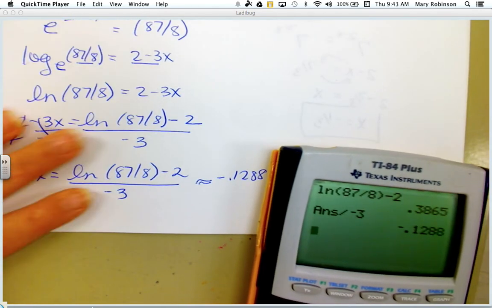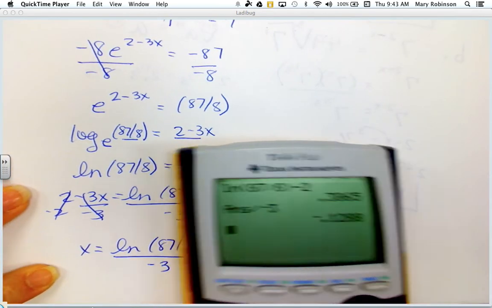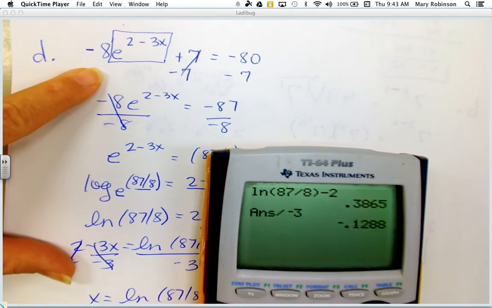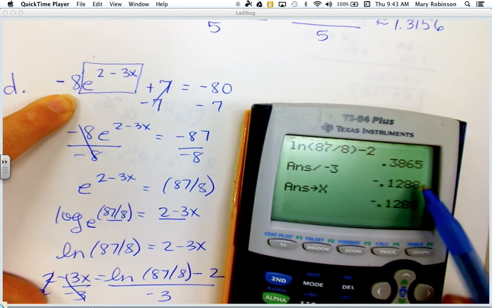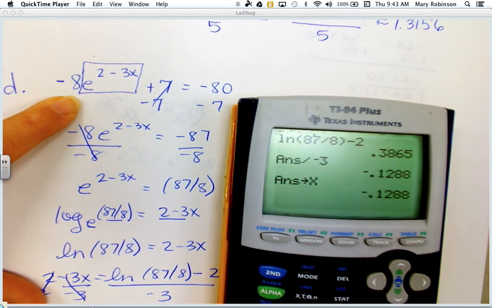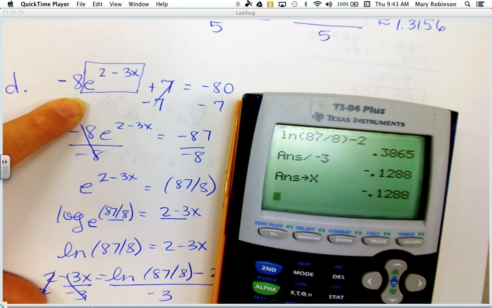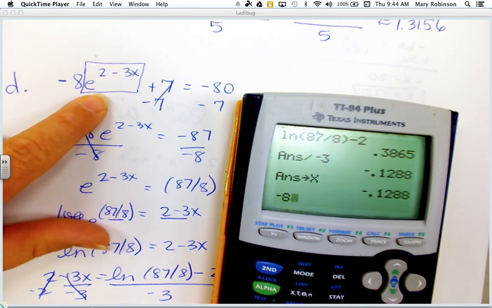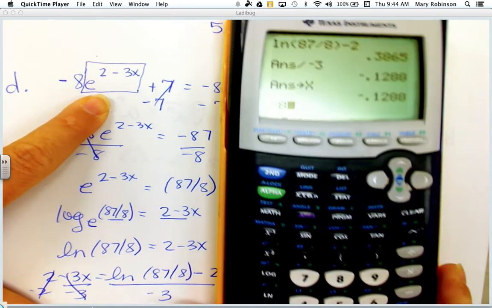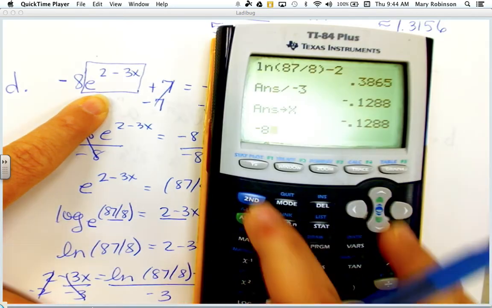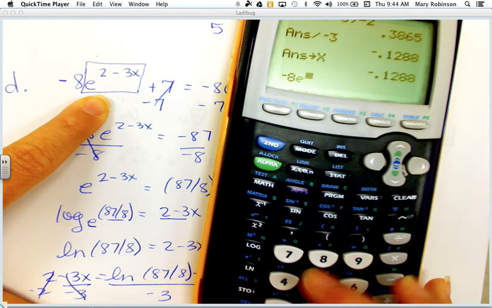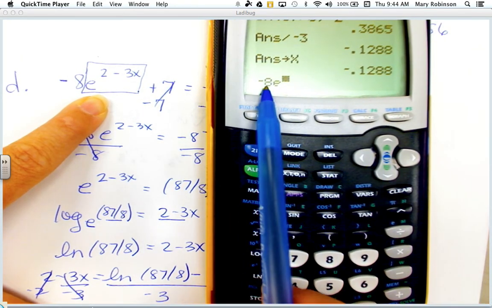But again, I want to store that to check and see if it in fact checks out with my original equation. So I'm going to hit store as x, enter, so it stores my answer. Then up here, go back to the original equation and type in -8. We're going to do e to a power. If you look at the natural log button, above it has e to the x power, which is what we want. So I'm going to hit second and then the natural log key. So now you can see it looks like it's supposed to.